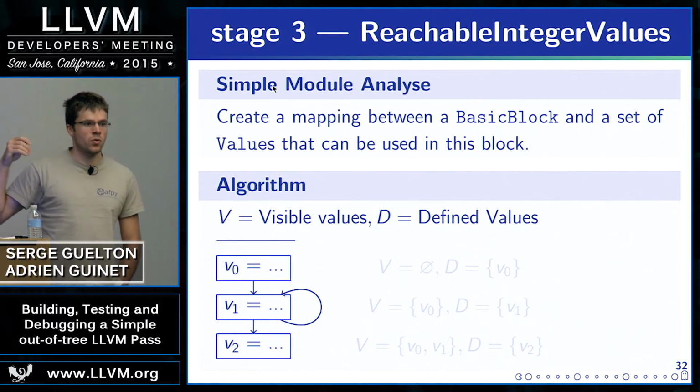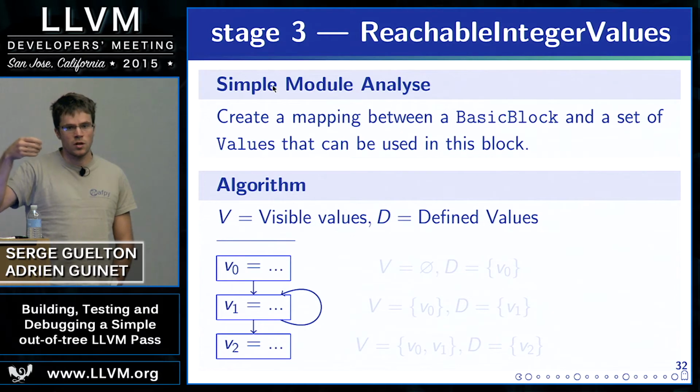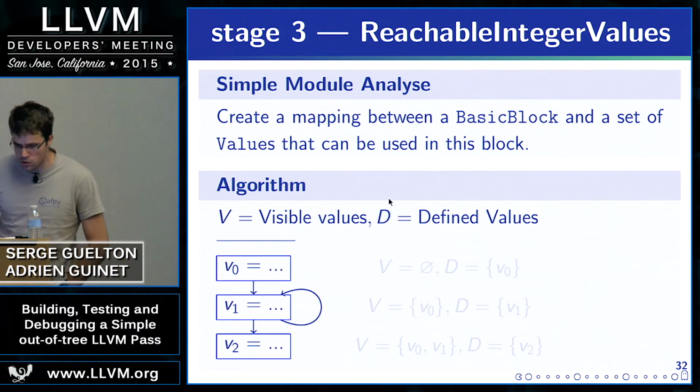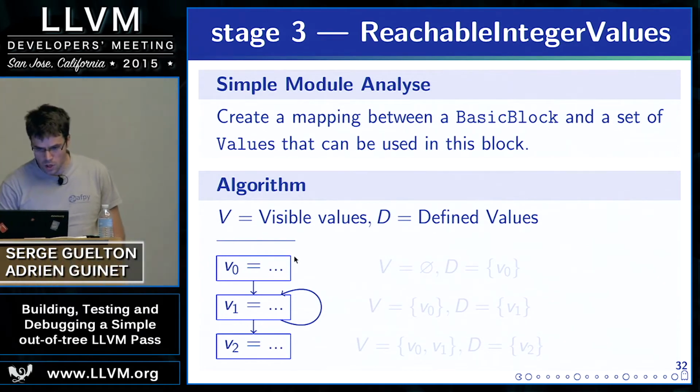For instance, when you begin your function, the only local variable you can use is the argument of the function. And when you go on, you keep creating new values, and these new values will be added to the reachable integer values. So I just described the algorithm here. To begin with, we have this entry point there, and let's assume there is no argument to the function. So there are no visible values, but we define a new value.